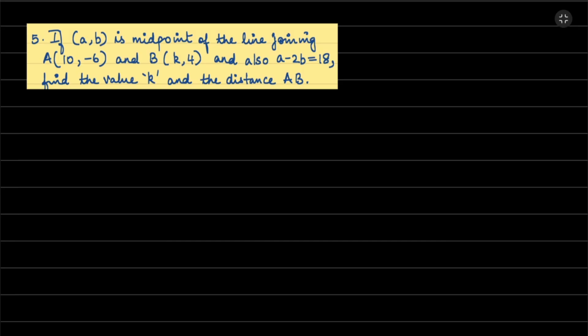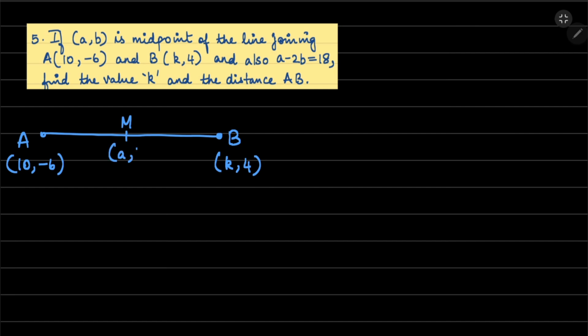So you are given A, B is a midpoint of a line joining from A to B, where the coordinates of A are 10, minus 6 and B is K, 4. So this is your midpoint. Let M be the midpoint given by the coordinates A, B. Also, what you're told is, it is also the midpoint for a line segment that is given by A minus 2B equal to 18. So let's solve and find out what is A and B using the midpoint formula.